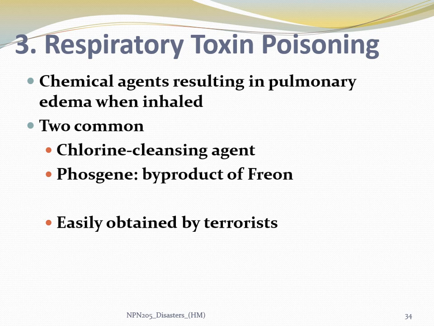All right, respiratory toxin poisoning. Chemical agents resulting in pulmonary edema when inhaled. There are 2 common respiratory toxins, and that is usually chlorine and phosgene. So chlorine is a cleansing agent, and phosgene is a byproduct of freon, and it's also in insecticides. These things can very easily be obtained by terrorists.